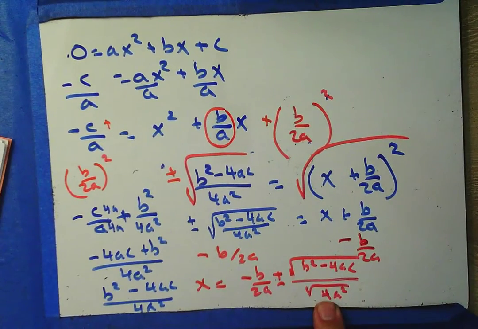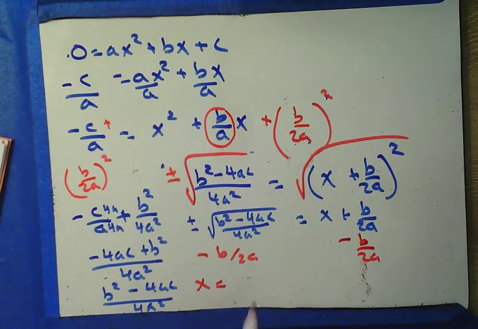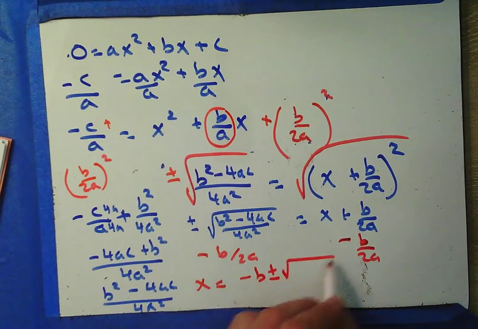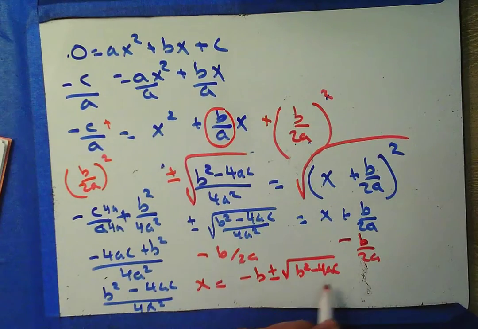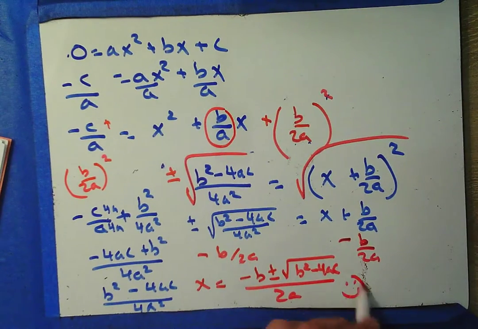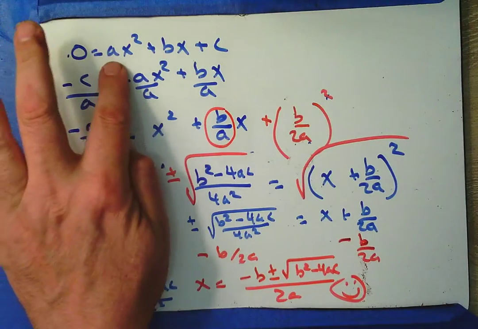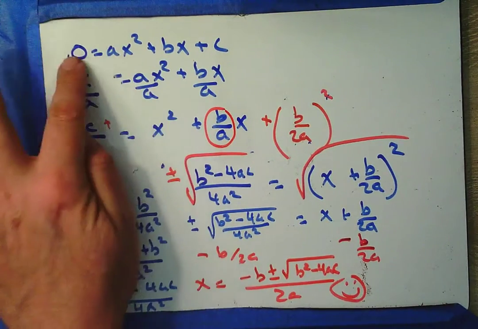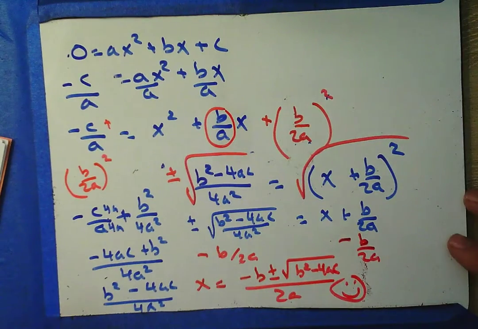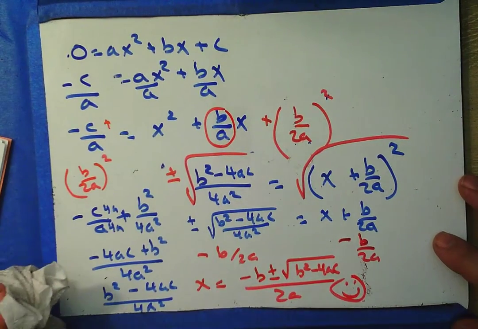What's the square root of 4a squared? 2a. Look, I have a common denominator. So I can write this as negative b plus or minus square root b squared minus 4ac all over 2a. And so the quadratic formula was born. The quadratic formula just comes from using completing the square on solving a general form quadratic, setting that general form equal to 0 and solving. Okay? All right, so we're almost done.